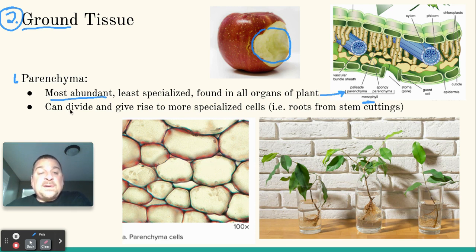These cells can also have the ability to divide and give rise to more specialized cells. If you've ever wanted a plant from somebody, they take a cutting of a leaf or stem, soak it in water, and it starts to grow these little root hairs and grow roots, and you can actually take it and transplant it. So you can actually clone the plant. That comes from the ability of the parenchyma cells.